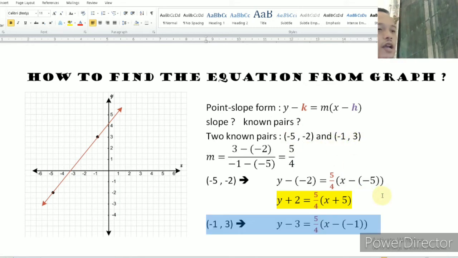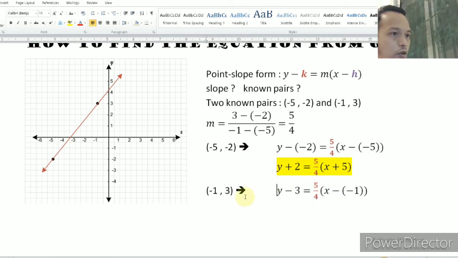But if I use the second one, which is negative 1 comma 3, I will just substitute all of the information I have, which is the known pair and the slope. So the h is negative 1, the k is 3, and the slope is 5 over 4. When I simplify it, I will have the equation of the graph.